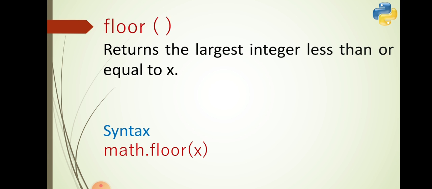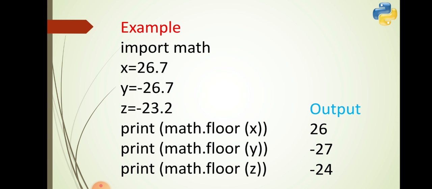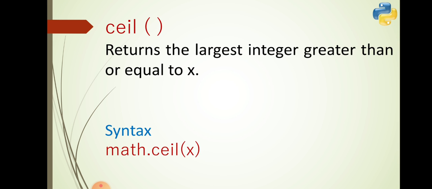Simply import math, then 26.7, minus 26.7 and minus 23.2. Likewise I am assigning the values. So math.floor of x, what will happen? 26 will appear. Minus 26.7, what will happen? Minus 27. Minus 23.2, what comes? Minus 24. So for a negative value, it takes the next lower value. For a positive value, it takes the actual number. Okay, is that clear?